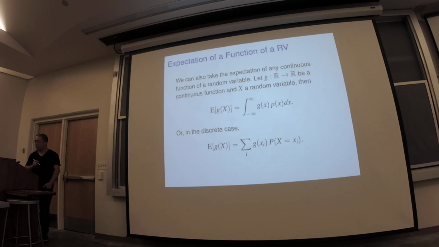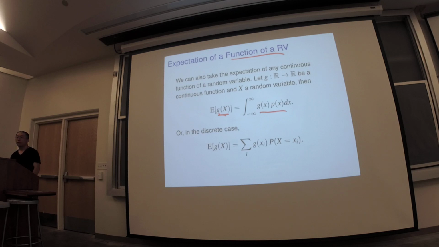If you want to compute the expectation of a function of a random variable, remember that a function of a random variable is also a random variable. So if you apply the function g over the random variable x, g(x) is another random variable. When you calculate this expectation, you do the integral again, right? So integrate g(x) with the density of x. Similarly for the discrete case, you do the summation.